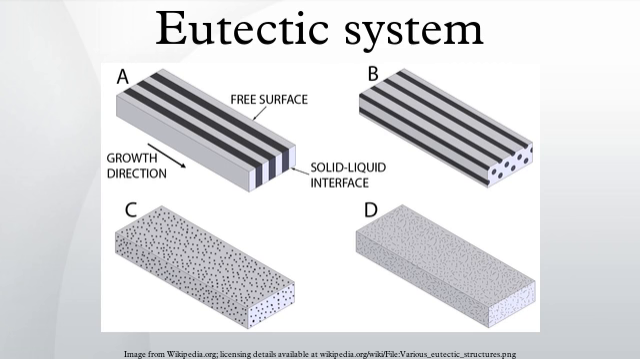Minerals may form eutectic mixtures in igneous rocks, giving rise to characteristic intergrowth textures exhibited by granophyre. Some inks are eutectic mixtures, allowing inkjet printers to operate at lower temperatures.